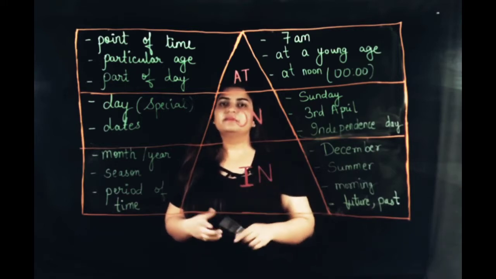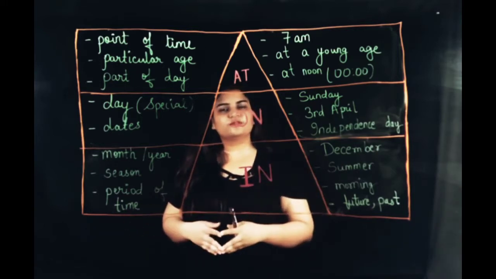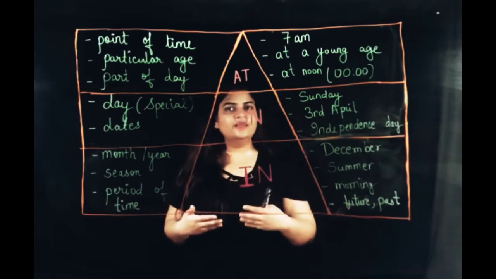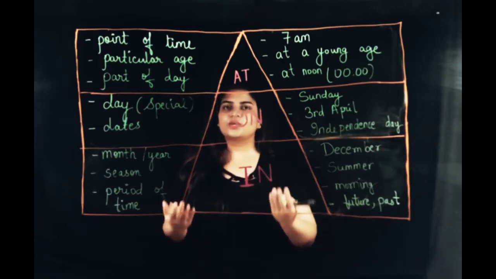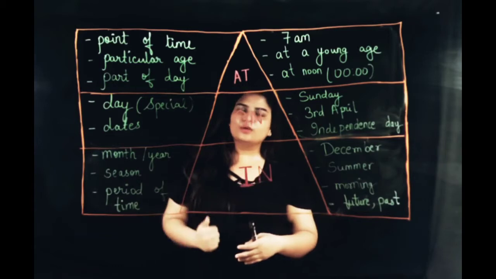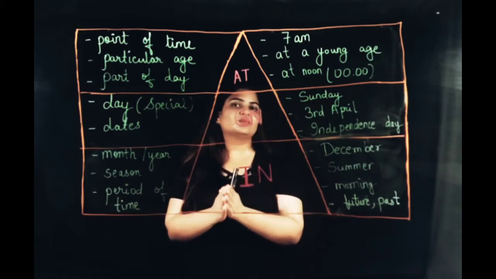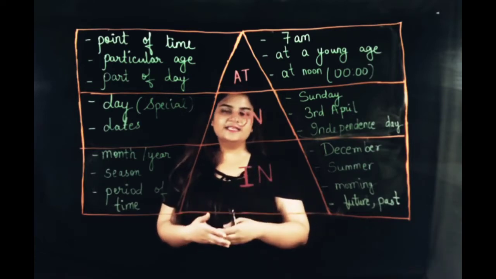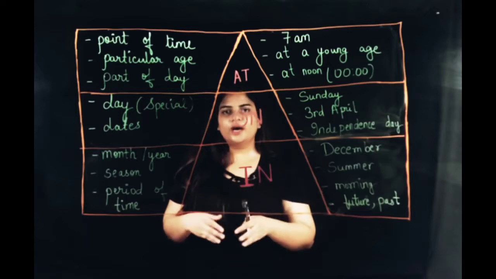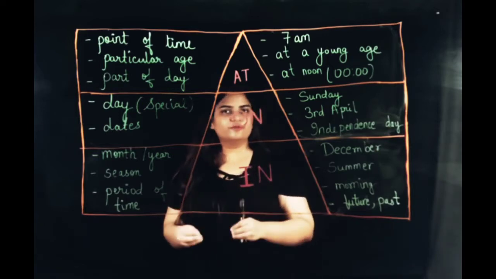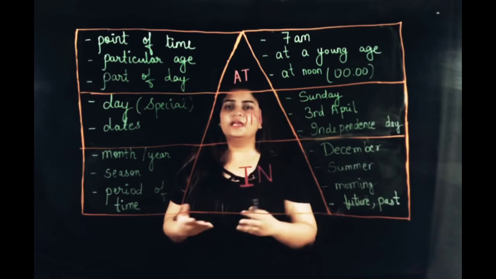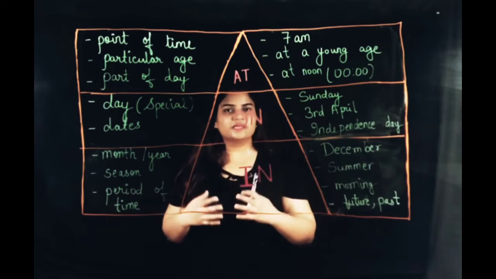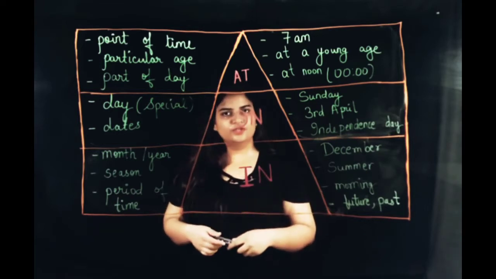Then coming to in, it will take the larger portion of the time. For example, month. Now month is much larger than a day. 30 or 31 days make a month. So now this month is larger than on. So that is why we use in before the names of the months. Like I was born in April, or Diwali is celebrated in October. So we are using the preposition in before the months. Similarly, here we got independence in 1947. Again, there is a year, so that is why in is used.